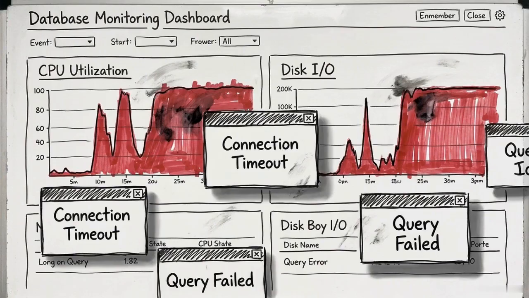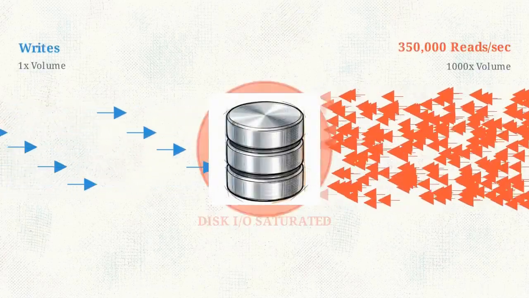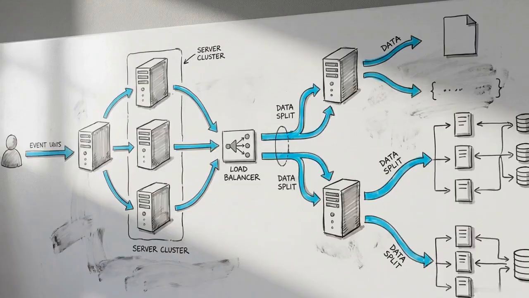Traditional centralized SQL databases fail under this specific constraint. The relentless volume of read requests saturates disk I/O, while relational table locks bottleneck the incoming write traffic. Operating at this magnitude is an exercise in calculating mathematical boundaries. The architecture must be explicitly designed to survive this exact imbalance.